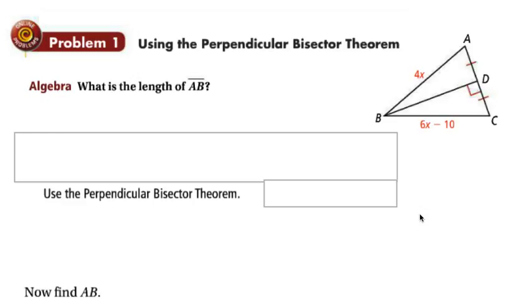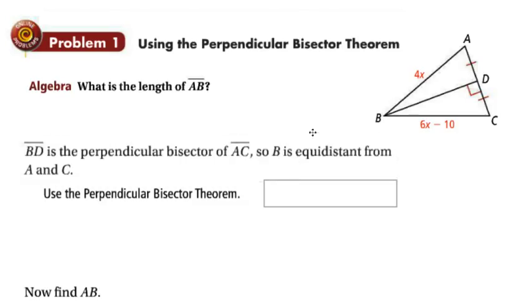So let's go ahead and start solving some problems using these theorems. This problem says, what is the length of side AB? Well, we are given in the figure that the length of side AB is equal to 4x, and we are given the length of side BC is 6x minus 10. And we have some indicators in the drawing that segment BD looks like it is a perpendicular bisector. It is perpendicular to AC, and it's bisecting AC.